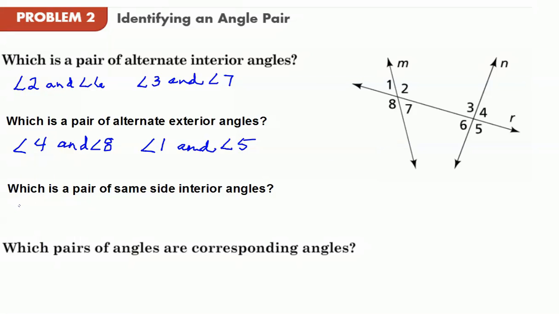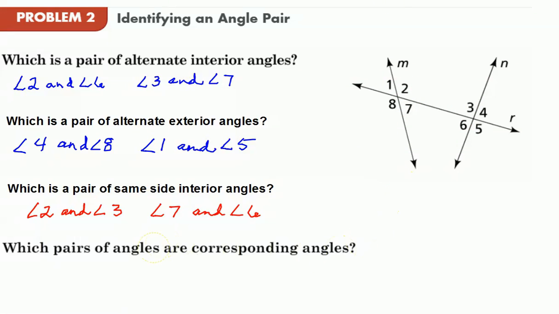The next set of pairs are same side interior angles. So same side, 6 in the interior, and on the same side of the transversal, that would be that pair, and it would be 3 and angle 2. That pair would also work.